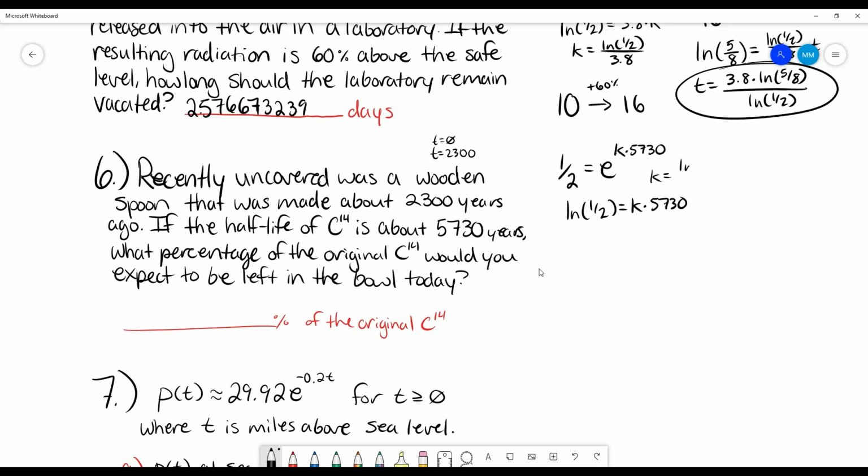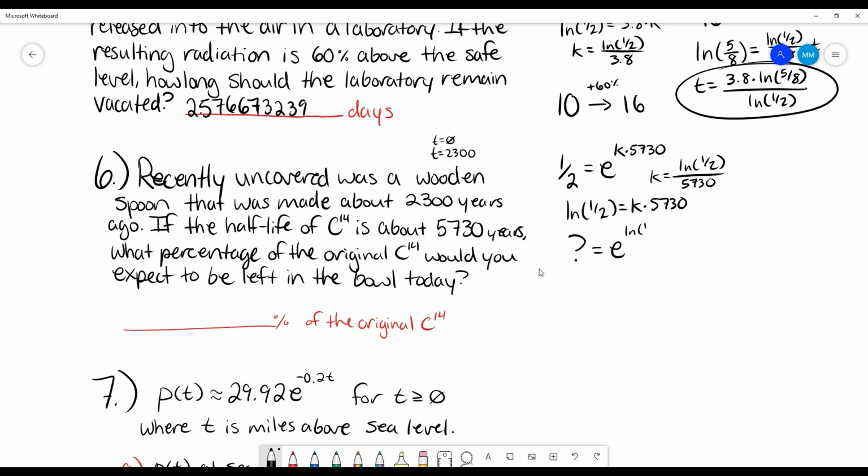So k equals natural log of 1/2 divided by 5,730. And now we want to know what percentage would be left in the bowl today. So we want to know what this is going to be. So I'm going to say what is left. And we still just don't know that ratio, right? We're looking for the ratio.